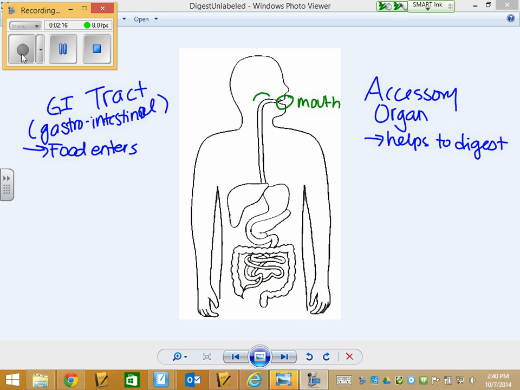Another piece is your pharynx. Your pharynx is the opening at the back of your throat. It's important because food goes through your pharynx, but so does air. So we need to have some safeguards in place to make sure that food doesn't go down the same tube that air goes in. We'll talk about those pieces in a little bit.